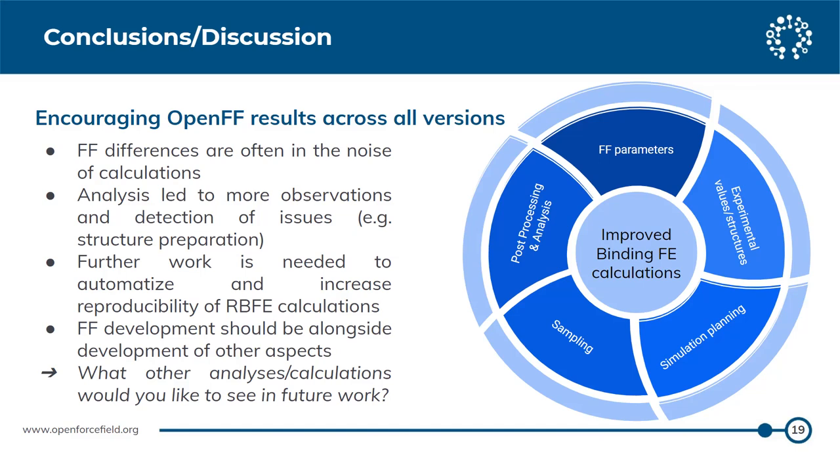That's also illustrated on the right: next to the force field parameters, we have to find good data sets with good high quality experimental values and structures. We can still do a lot of work with simulation planning, meaning which perturbations to simulate at all. Then the sampling is always an issue, or there's a way to improve the sampling. And finally, you have the post-processing and analysis step, where you also can still improve the raw delta delta G values.